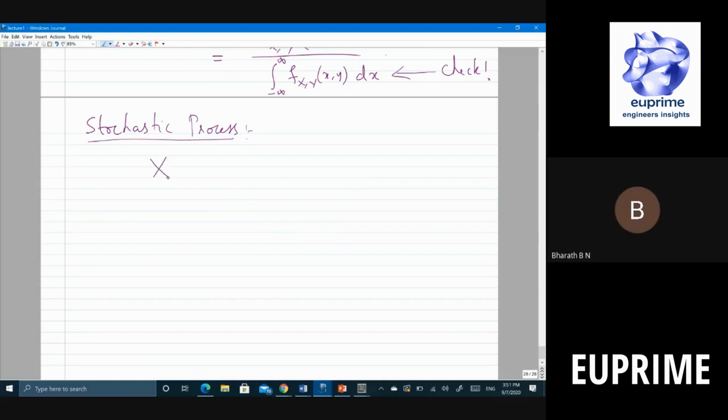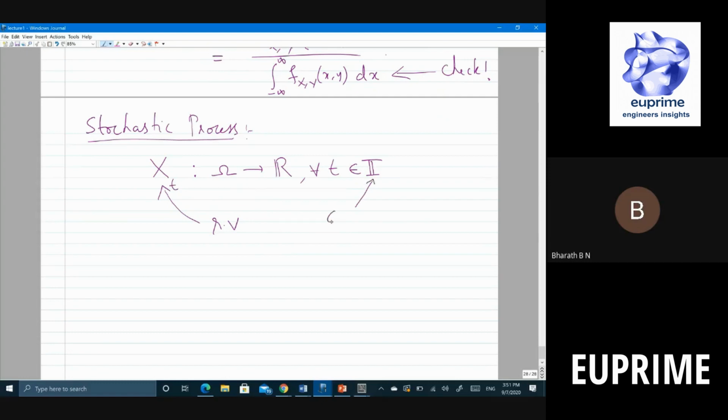The formal definition would be this: you take X_t, which maps Omega to R, with t belonging to some index set, and this is a random variable for all t. Then we say that X_t is a stochastic process.